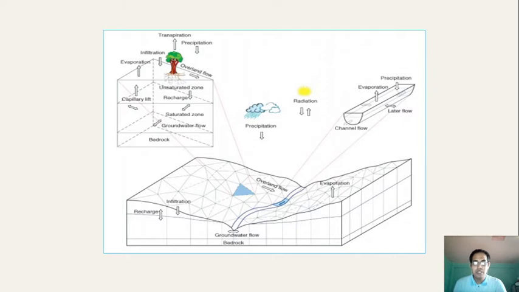So this is the model structure of the physically based Penn State Integrated Hydrologic Modeling System or PIHM. This illustration shows the physical movement of water through each triangular irregular network via overland flow, evapotranspiration, infiltration, recharge, and groundwater.